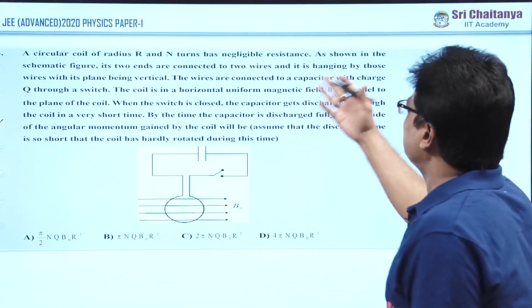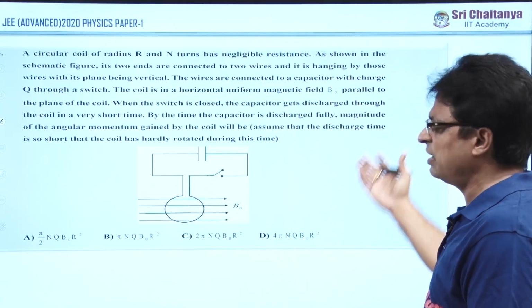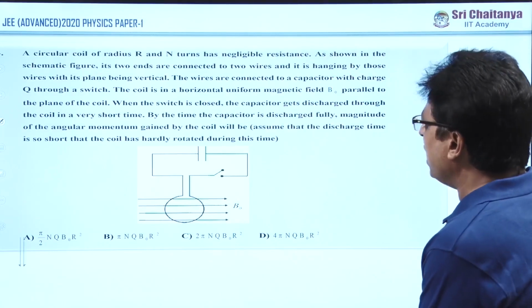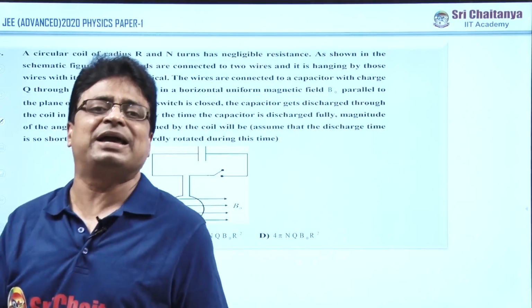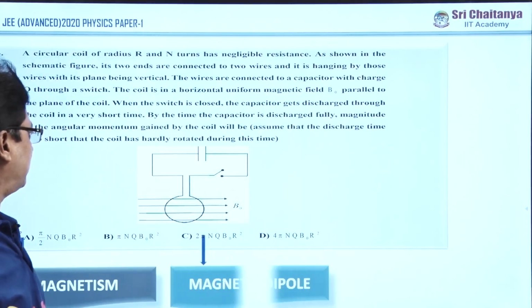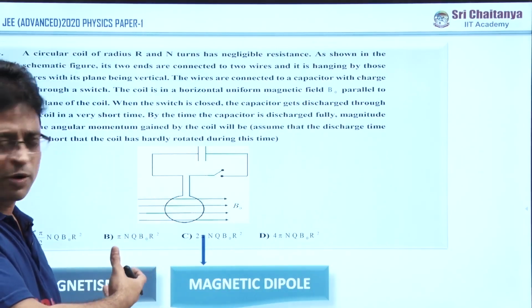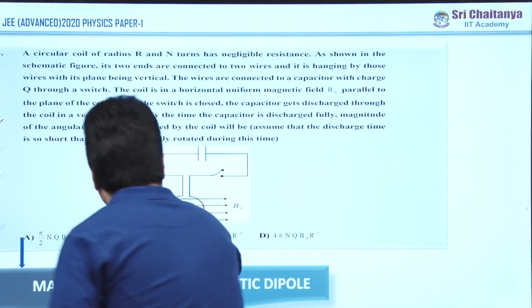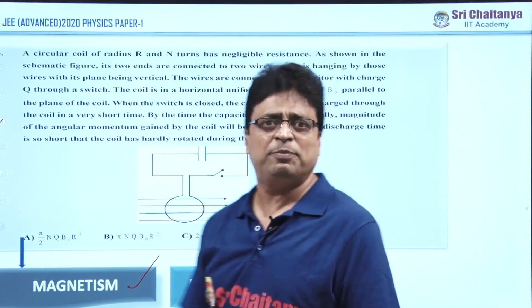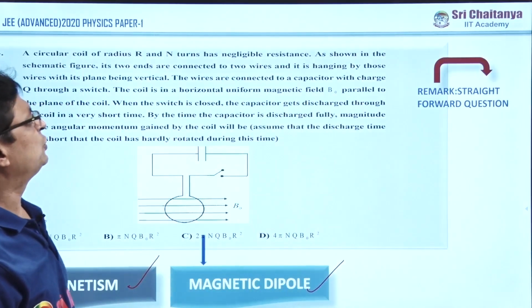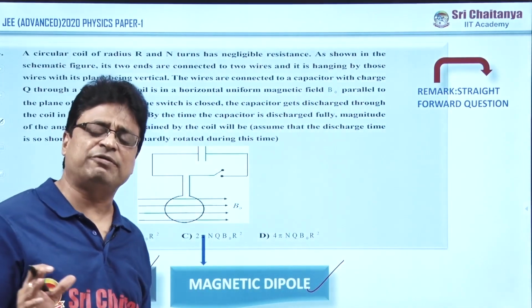Now coming to question number 4. Of course, my friends, this is a circular coil of radius r and n turns. This kind of question is given from the chapter magnetism, and the subtopic under this topic is magnetic dipole. So this is the main topic, and this is the subtopic, magnetic dipole, and the opinion of the students is that this is also a straightforward question.